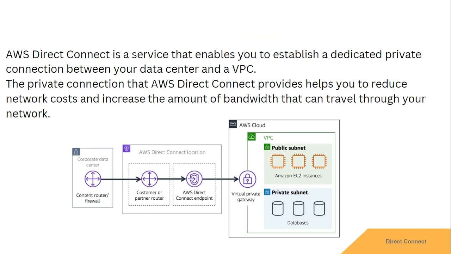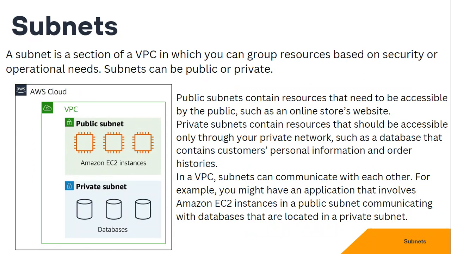In the next slide, we have subnets. As I told, a subnet is just chunks of IP addresses that helps you to organize or group your resources. A subnet is a section of a VPC in which you can group resources based on security or operational needs. Subnets can be public or private.